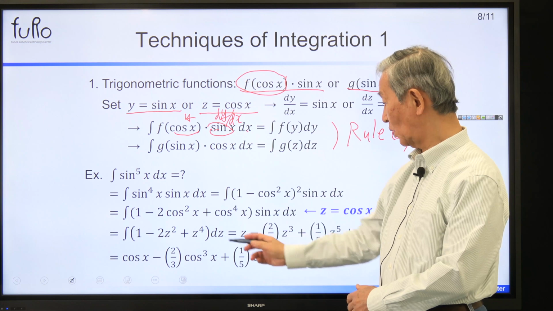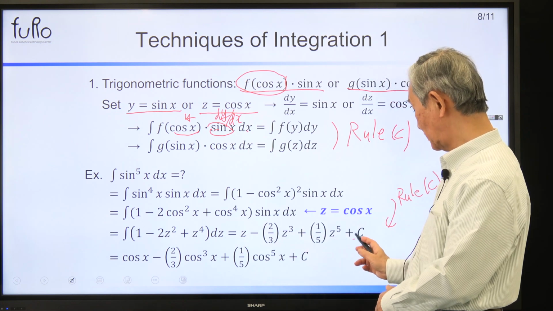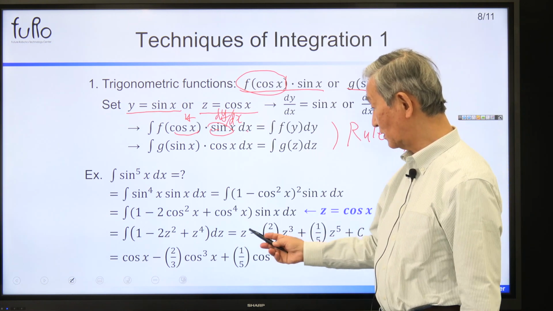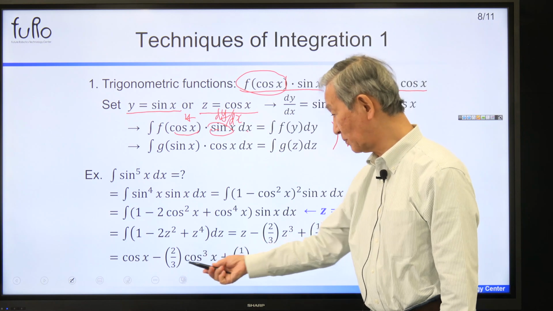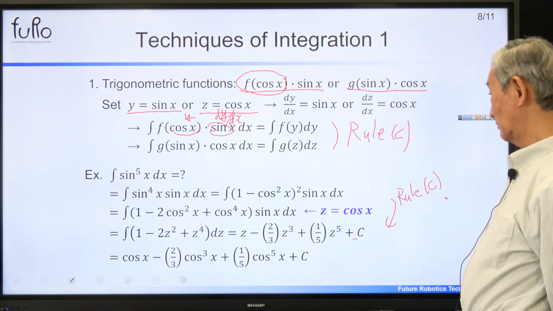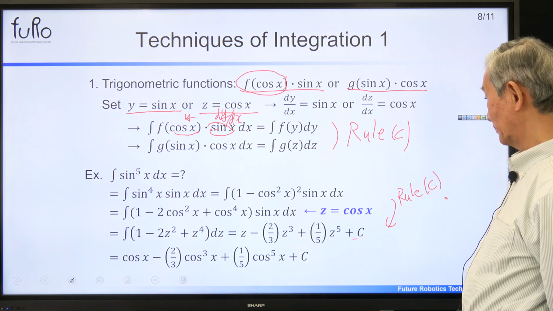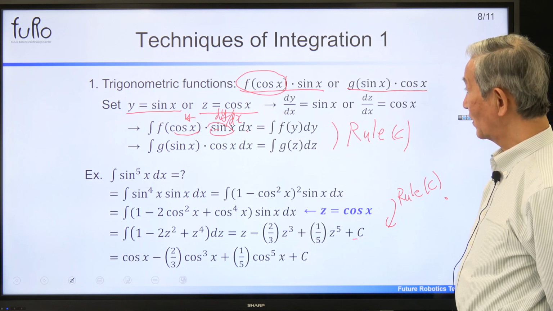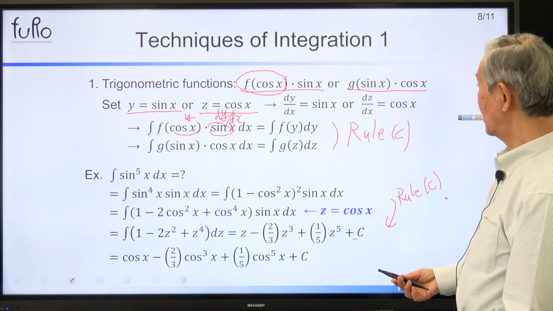Okay, so that's this plus C, and put z as cosine x back into it, and you get this one here. Right? Well, actually, whichever the one you find.